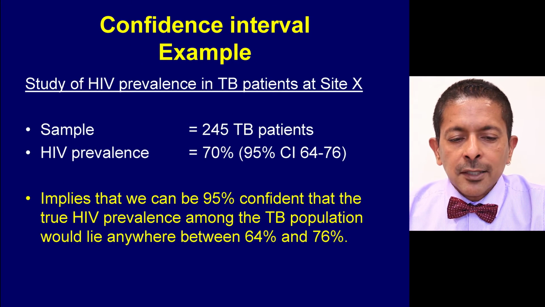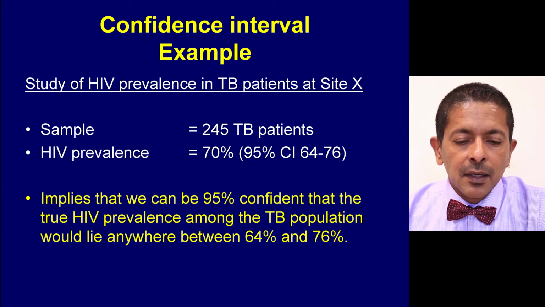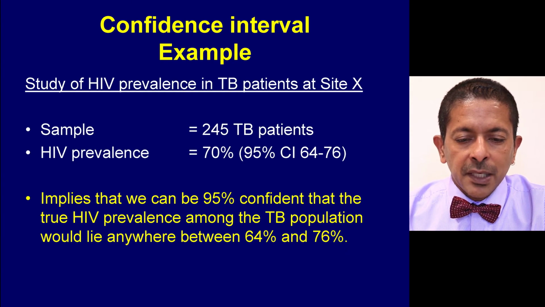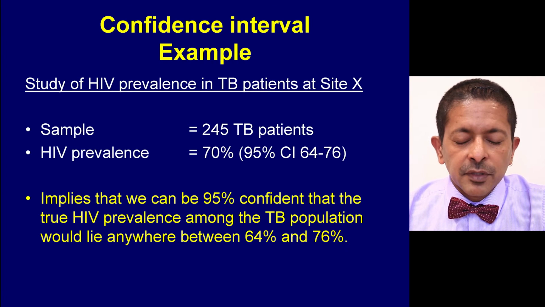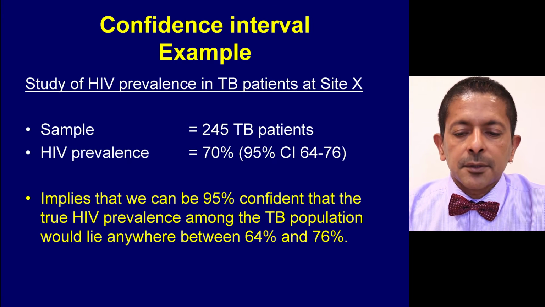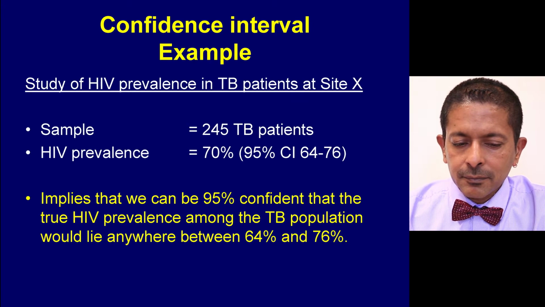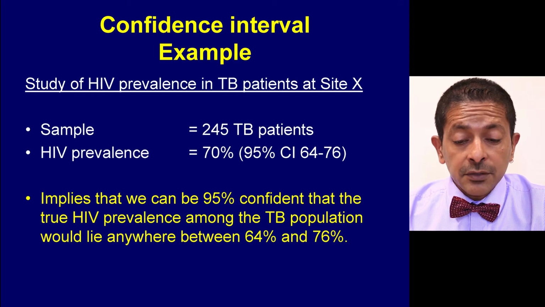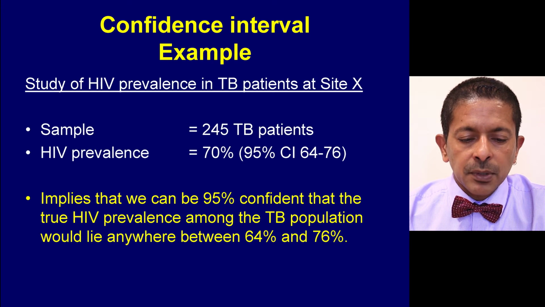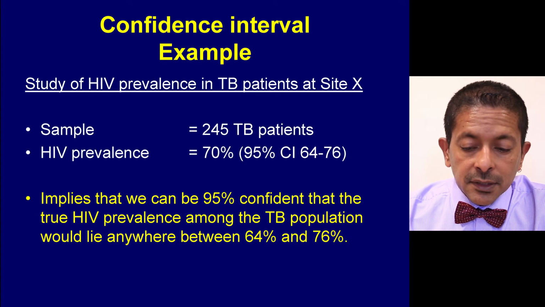So I'll go back to that study on HIV prevalence in TB patients at site X, and we said we used a sample of 245 TB patients, and we found an HIV prevalence of 70%, and the 95% confidence interval was 64 to 76. What does that mean? Well, it simply means that we can be 95% confident that the true HIV prevalence among the TB population would lie anywhere between 64% and 76%.